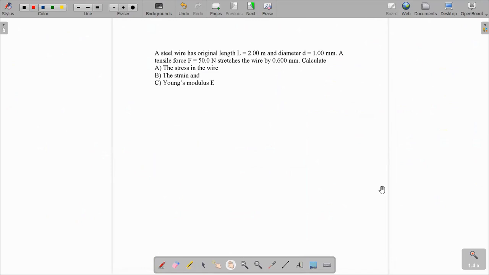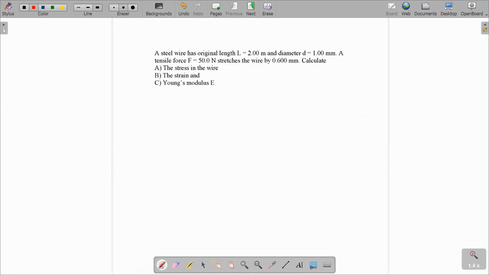The first question says that a steel wire has original length L equal to 2.0 meter and diameter D equal to 1.00 millimeter. A tensile force F equal to 50 Newton stretches the wire by 0.600 millimeter. Calculate the stress, the strain, and the Young modulus.